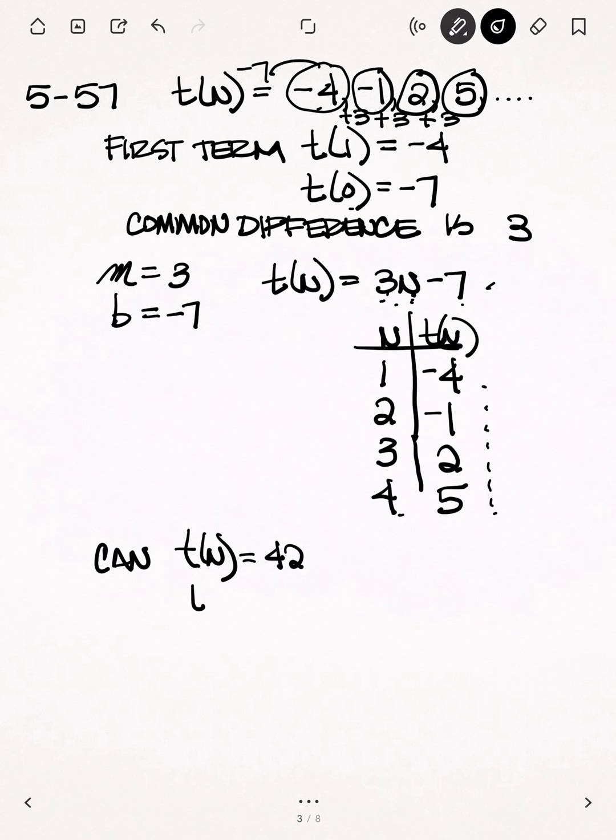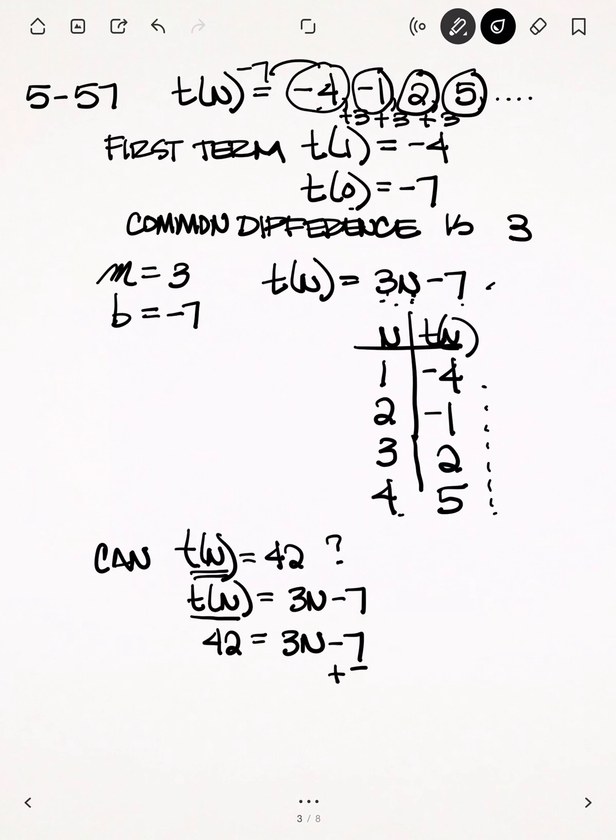So let me write my equation down again. I have t of n is equal to 3n minus 7. And I want to know, is it possible for t of n to be 42? Well, that means if t of n equals 42, I would replace the t of n in my equation. So I'm going to put 42 right here, and I'm going to see if this is possible. How do you think we are going to be able to tell if this is possible or not? Well, let's solve this equation for n and see what we get.